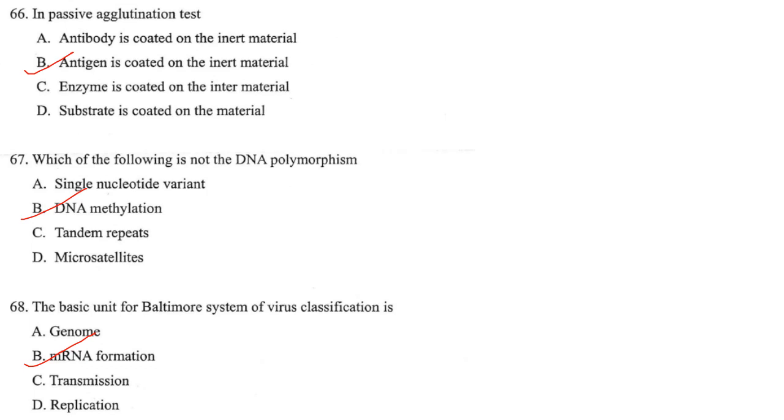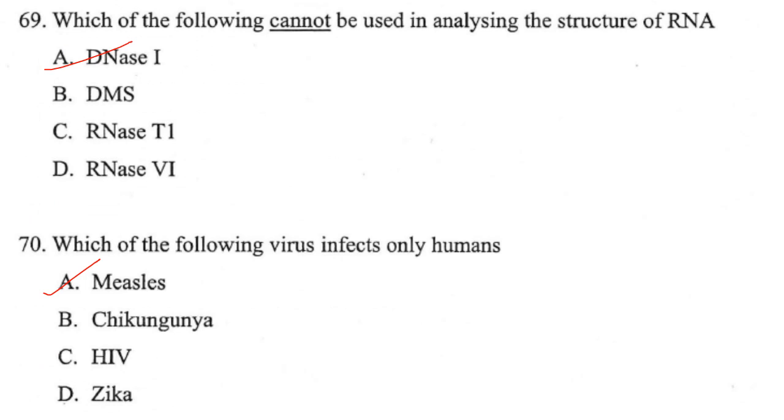Answer is option B. The basic unit for Baltimore system of virus classification is mRNA formation. Answer is option B. Then which of the following cannot be used in analyzing the structure of RNA? So it is DNase 1 cannot be used for analyzing structure of RNA. Which of the following virus infects only human? Chikungunya, HIV, Zika, measles. Measles infects only humans. So answer is option A.